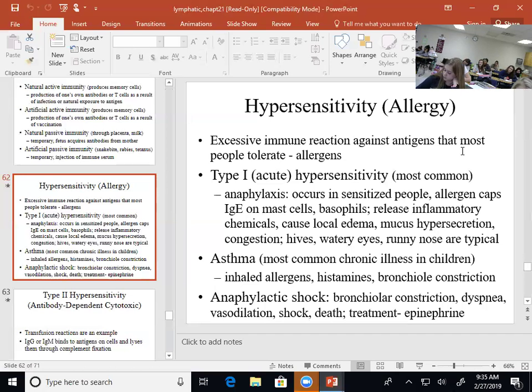So now you have bronchial constriction. You have dyspnea. Does anybody know what that means? Dys means what? Difficulty. Can't breathe. So difficulty breathing, shock because your blood pressure is dropping because those capillaries have become leaky and dilated. So blood pressure is dropping quickly, and certainly EpiPen is going to really help.